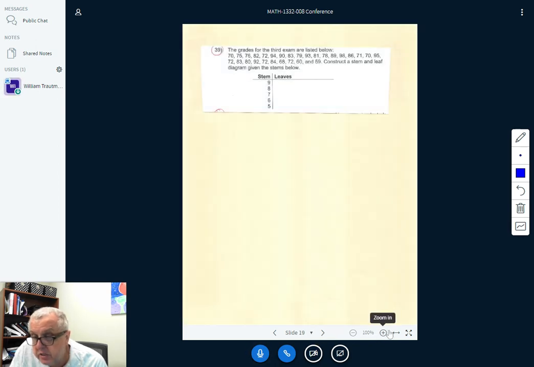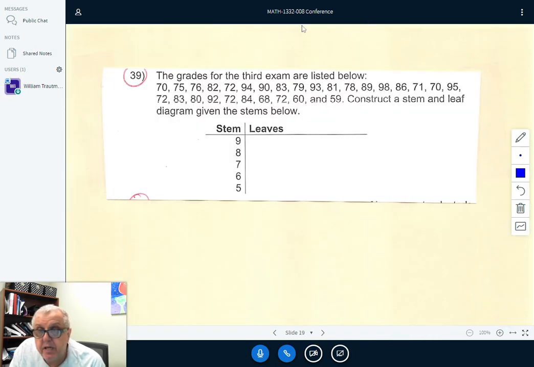All right, moving on. The grades of a third exam are listed. Construct a stem and leaf plot. Now, they put the stems. Me personally, I would have put the lower numbers on top. Remember, 9 stands for 90, 8 stands for 80, 70, 60, because we're just dealing with tens numbers. So look for all the 90s first up here. I have a 94, a 90. The stem is the first digit, and the leaf is the second digit.